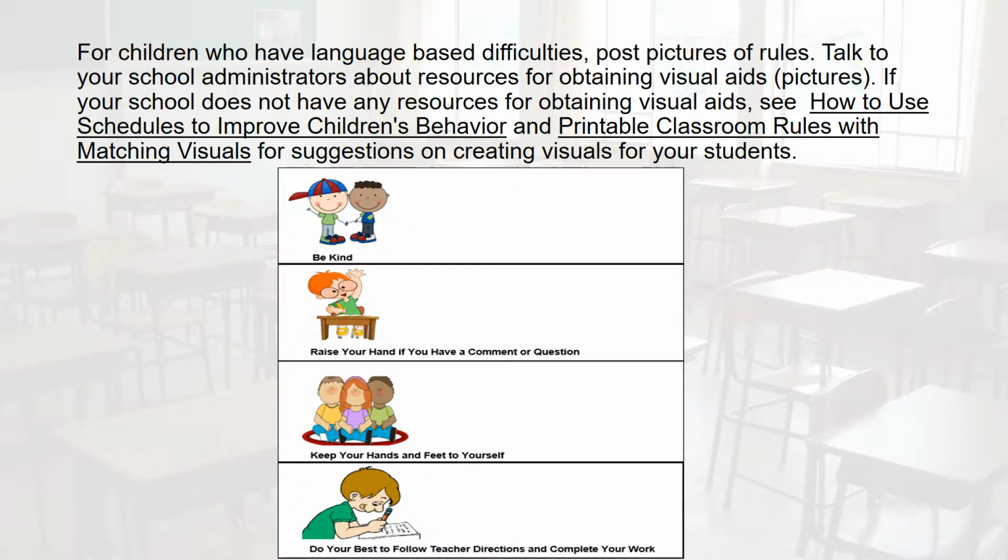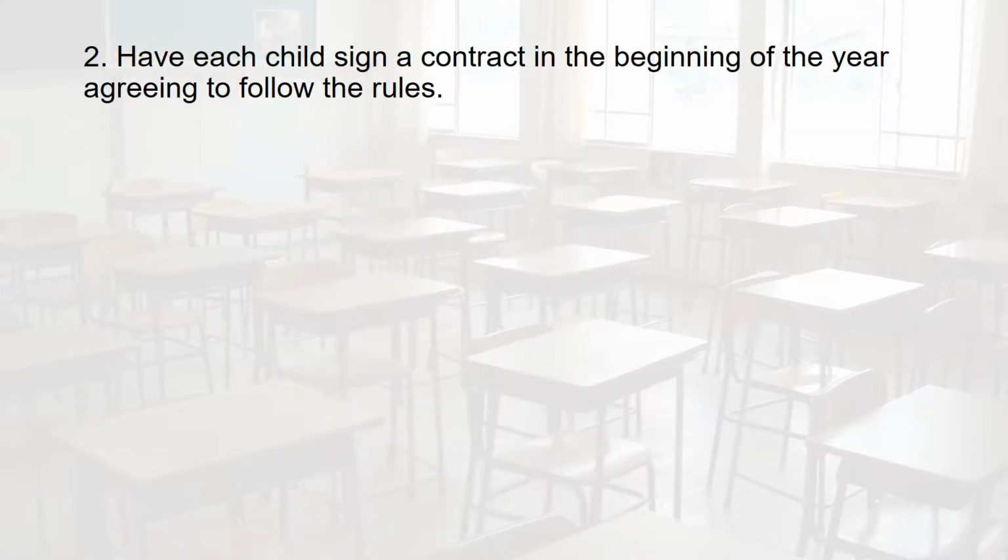For children who have language-based difficulties, post pictures of rules. Talk to your school administrators about resources for obtaining visual aids. If your school does not have any resources for obtaining visual aids, see how to use schedules to improve children's behavior and printable classroom rules with matching visuals for suggestions on creating visuals for your students.